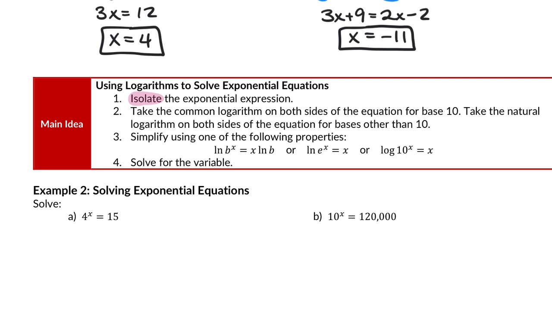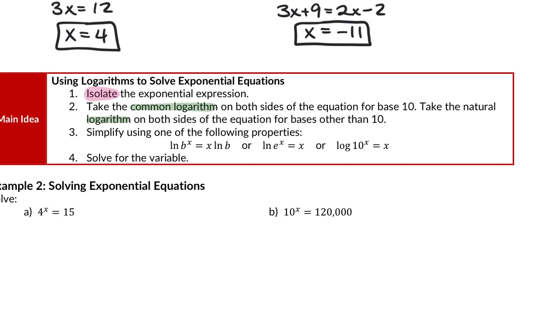Once it's isolated, you're going to take either the common logarithm on both sides or the natural logarithm for both sides. 9 times out of 10, you're going to be using the natural logarithm because you only want to use the common logarithm when the base is 10. Otherwise, you're going to use natural log the entire time.